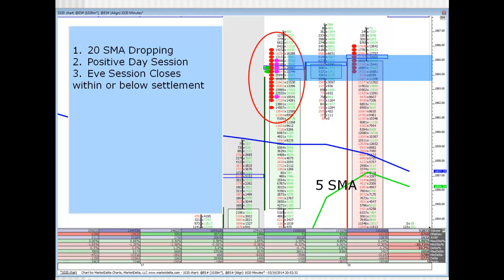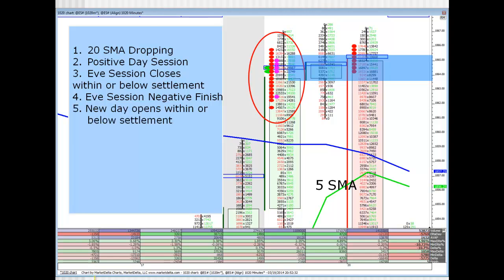Now, the next thing is the evening session gets a negative finish. And why do we want the evening session to have a negative finish? What does that tell us? Well, if we get a negative finish, who was really that negative finish against? Buyers. So the buyers were trying to push up, but the sellers really were pushing back, and so at the end of the day, we ended up with a negative finish on the evening session.